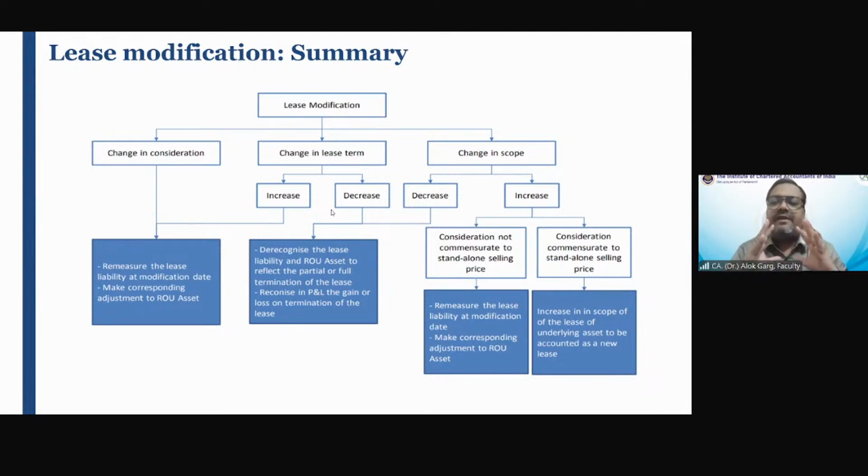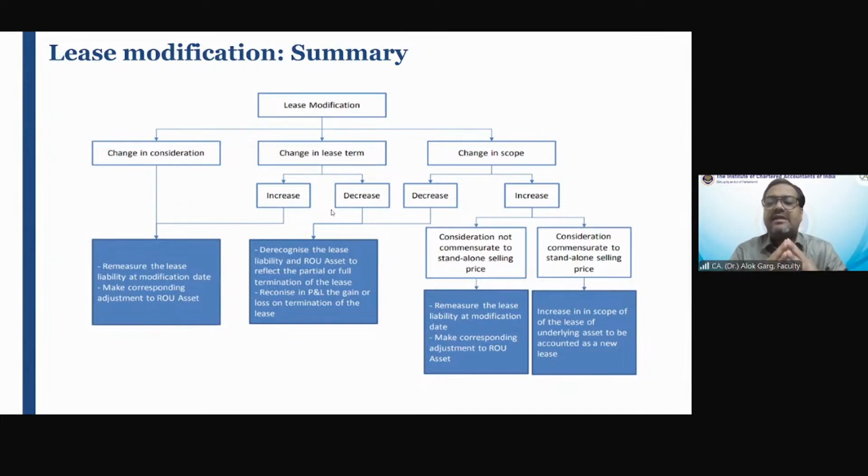So friends, we have understood there are 3 kinds of changes. And if these changes are not part of the original terms and conditions, it will be considered as a modification. What are these 3 kinds of changes? Change in the scope of the lease, change in the consideration, change in the lease term, right? And this I have explained with the help of an example in my Excel file as well, correct?